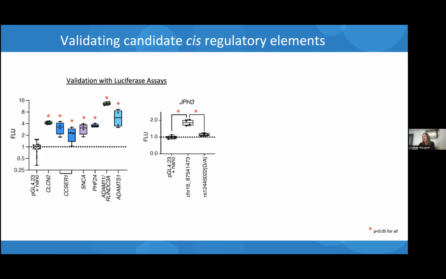And JPH3 actually has an expanded trinucleotide repeat in it associated with a Huntington-like disease. And so we thought that was interesting.